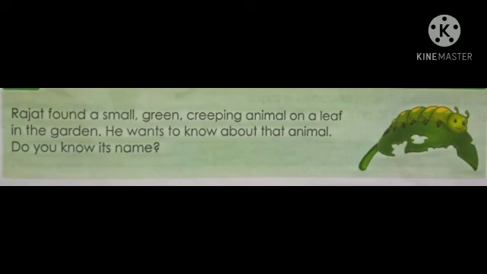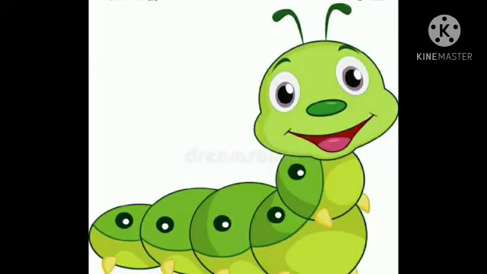Do you know its name? Do you know, students, what that animal's name is? Do you know anything about it? Okay, so let's see about this animal. The small creeping animal Rajat found in his garden is a caterpillar. The caterpillar has many legs.